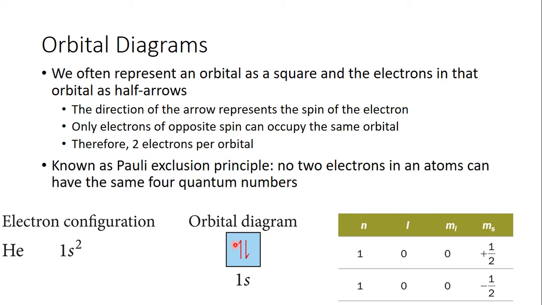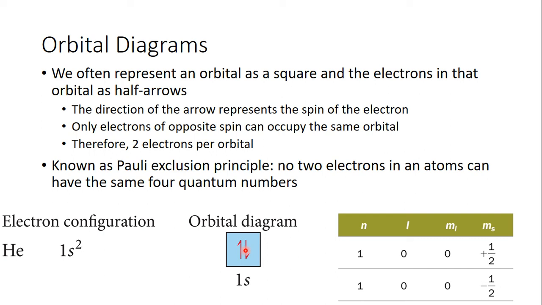I mentioned this on Tuesday, but for each box, for each orbital, we can have 2 electrons in it. The reason we can only have 2 is because of something called the Pauli exclusion principle. That says that no 2 electrons can have the same 4 quantum numbers. We talked about 3 of the quantum numbers, N, L, and M sub L. There's actually a 4th called spin. You can be spin up or spin down, and we give those numbers plus 1/2 or minus 1/2. That's why when we draw one box, we can only put 2 electrons.